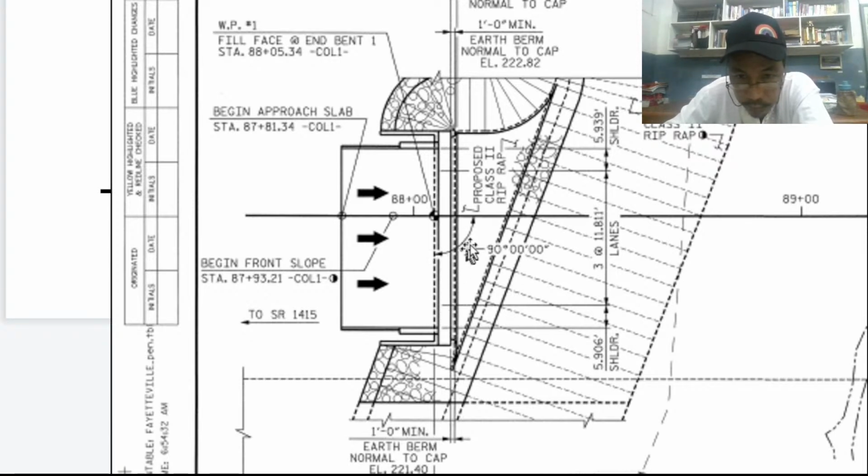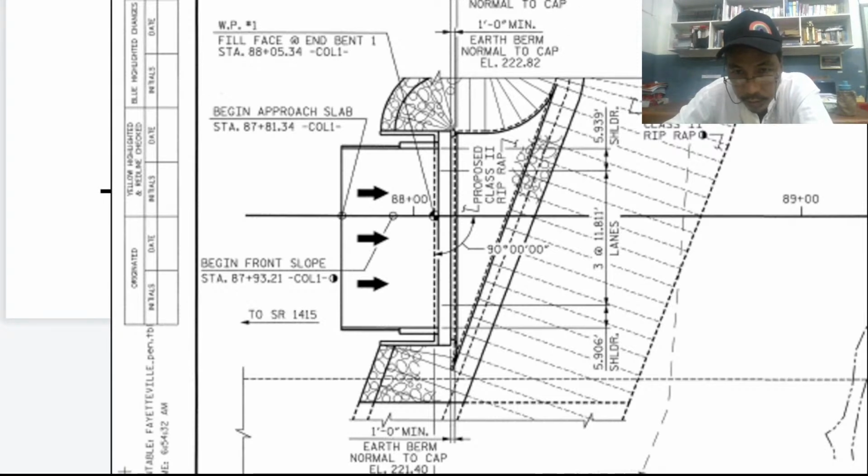So we have 90 degrees. Okay, 90 degrees from this point to this point, 90 degrees. So again, we are through with this, and then the arrow to SR 1415. So there is another reference. He is saying to the left side, to this direction. So a specific point. Okay, SR 1415.